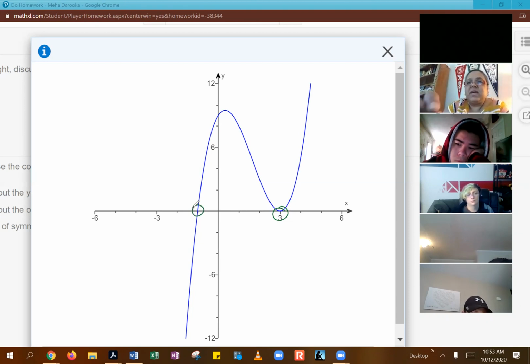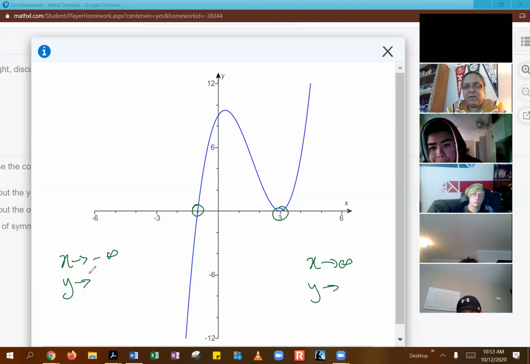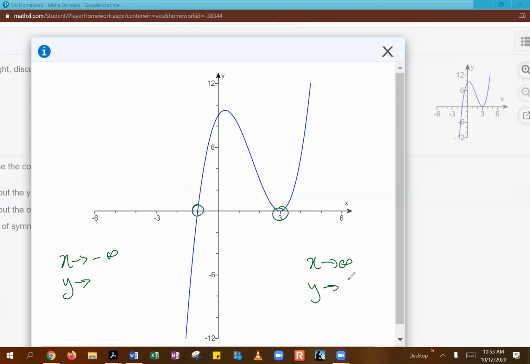Now, what can you say in terms of the leading coefficient test? As x goes to positive infinity, where is your y going? As x goes to negative infinity, where is your y going? As x goes to positive, y goes to positive. Okay, very good. x goes to negative, y goes to negative. Yeah, very nice.